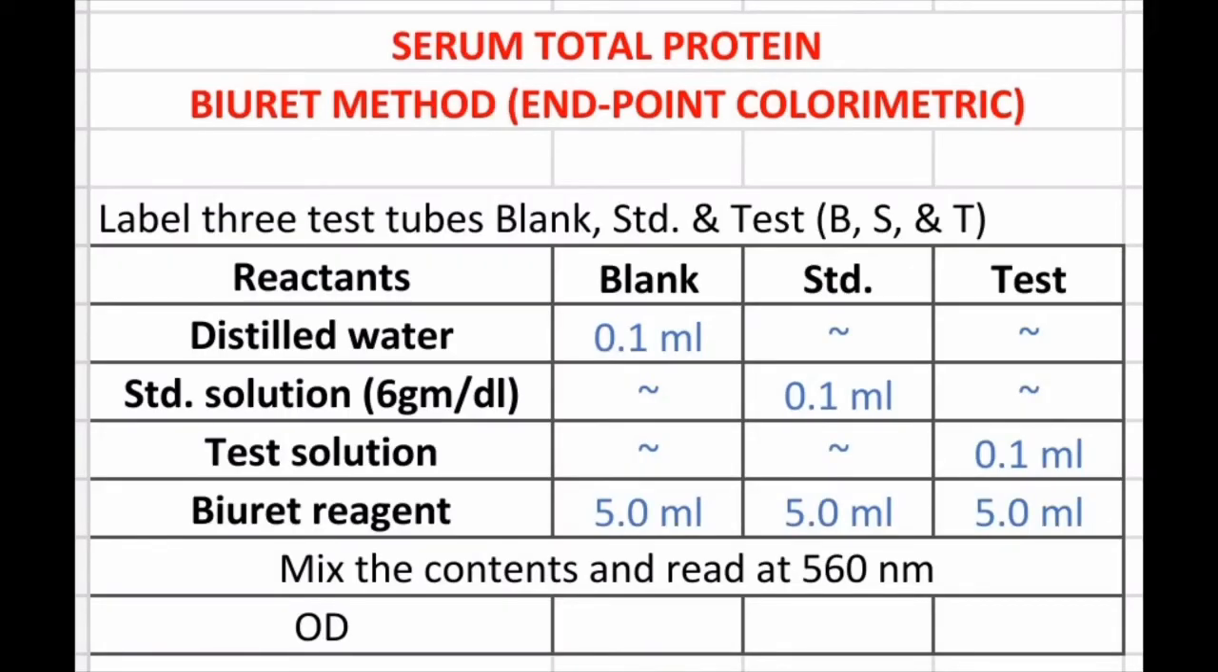Now label 3 test tubes as B, S and T, that is for blank, standard and test. Then take 100 microliter of distilled water in blank, 100 microliter of standard solution in standard test tube and 100 microliter of test solution in test. Then add 5 ml of biuret reagent in all 3 test tubes. Then mix the content and take the optical density, that is OD, at 560 nanometer.